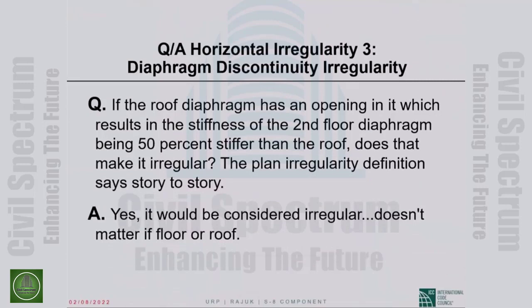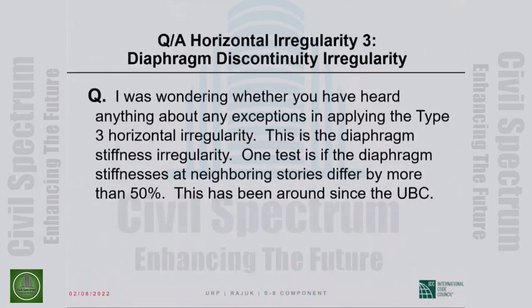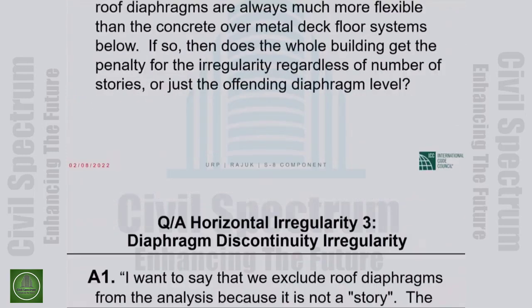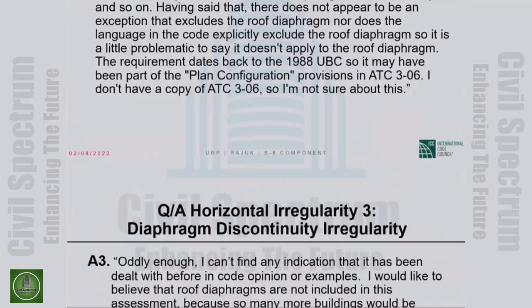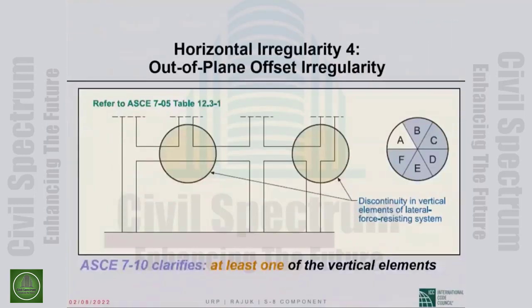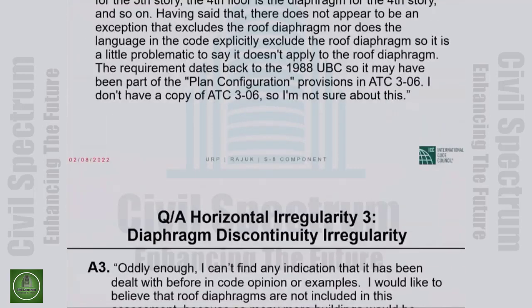These are questions that we got from wherever. If the roof diaphragm has an opening in it, which results in the stiffness of the second floor diaphragm being 50% stiffer than the roof, does that make it irregular? The plan irregularity definition says story to story. We said yes, it would be considered irregular. It doesn't matter whether floor or roof. The question and answer, I think I'm going to skip in view of our time situation. You can easily read them. And sometimes the context is probably a little too American, may not apply to you.